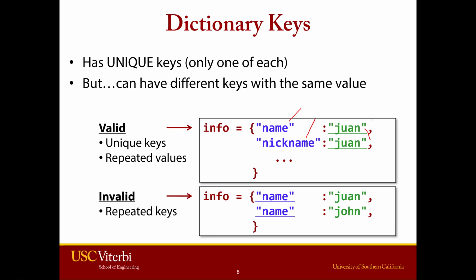What we can't have is name twice, because if name is there twice, the second time it's just going to erase the first one. So eventually you're just going to end up with name as John. So it's okay to have repeated values, but not repeated keys.